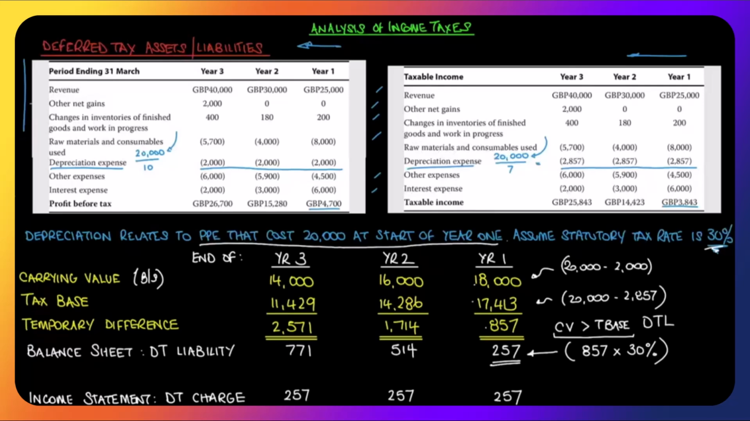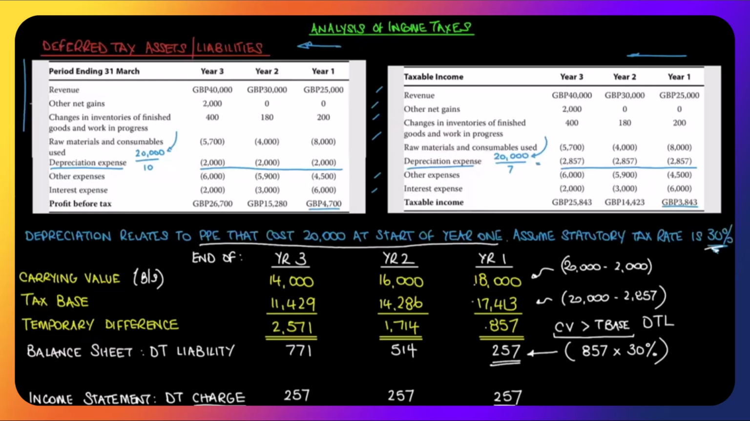The income statement takes the change in your deferred tax position. Well, at year zero, we had nothing. By the end of the year, we have a deferred tax liability. An increase in a liability will give you a deferred tax charge. So we charge $257 to the income statement. Year two.